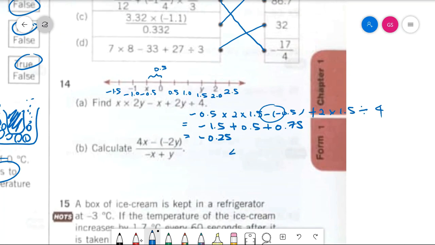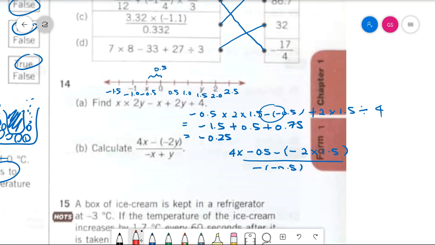Substitute. 4 times x, which is negative 0.5, minus, with a bracket, minus 2 times y, which is 1.5 bracket, and then you do a negative x, which is a negative 0.5. Now be careful again. Put in red color. This negative belongs to the x's negative, which is here. So be careful with the negative again.